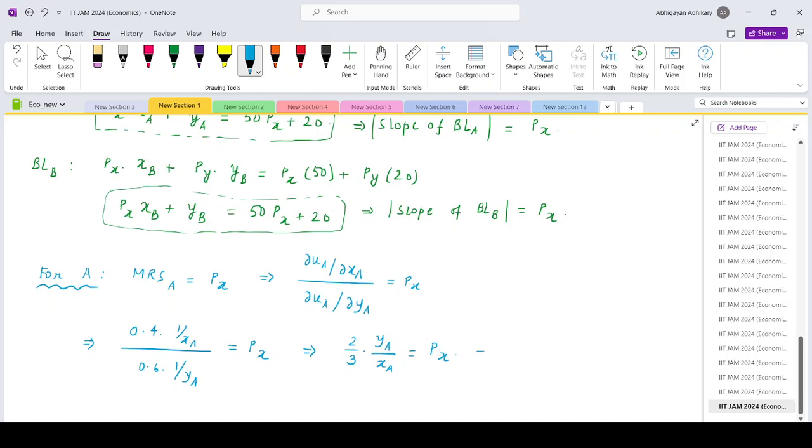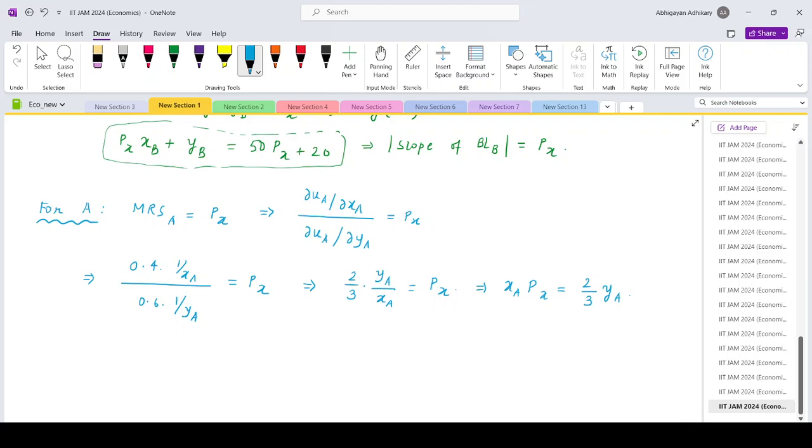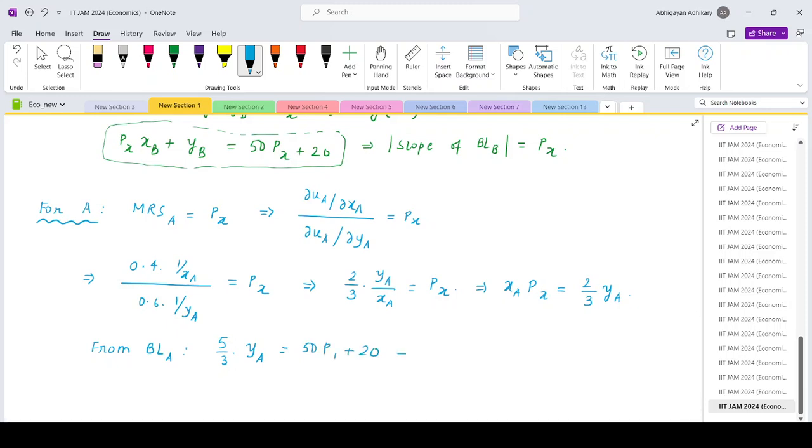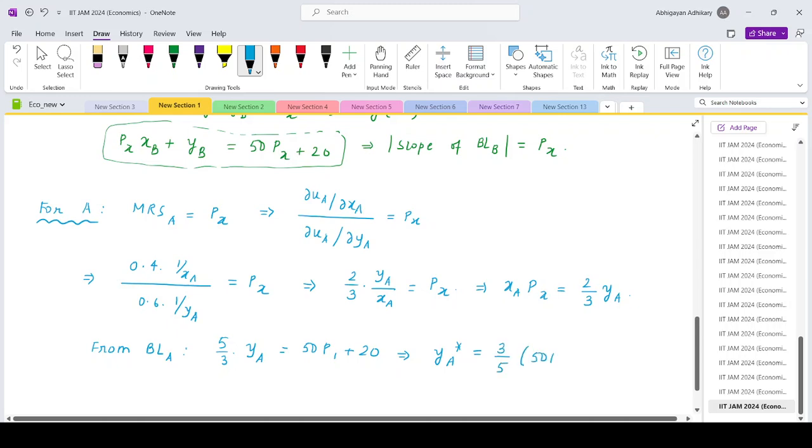Which implies XA Px is equal to 2 by 3 YA. If you replace it in budget line A, you get 5 by 3 YA is equal to 50 Px plus 20. So that means the optimal amount of Y consumed by agent A is 3 by 5 into 50 Px plus 20.